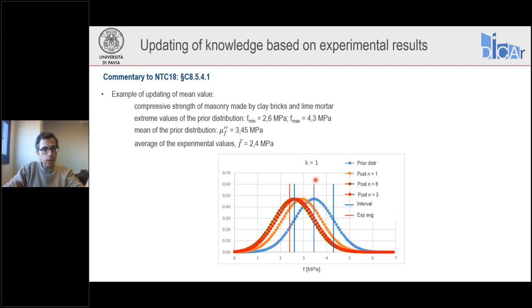Now, applying the Bayesian updating with a number of tests equal to 1, we can obtain a final distribution, which is the yellow one, or say the orange one. You can see that if you are looking at the mean value of this normal distribution, this mean value is shifted towards the average value coming from the experimental test. And this is, say, the aim of this updating procedure. If you increase the number of tests, for example, you move from 1 to 3 or also to 6, you can see that the distribution tends to shift more towards the experimental value.